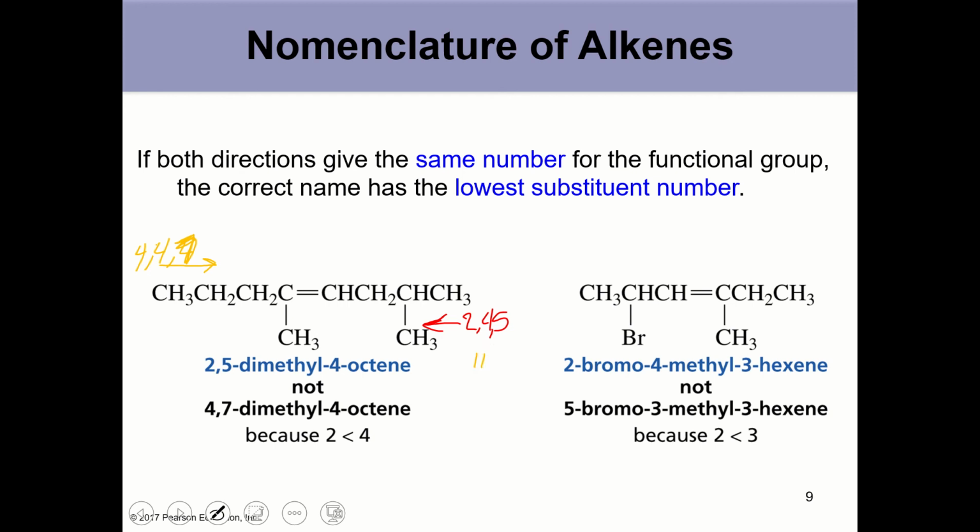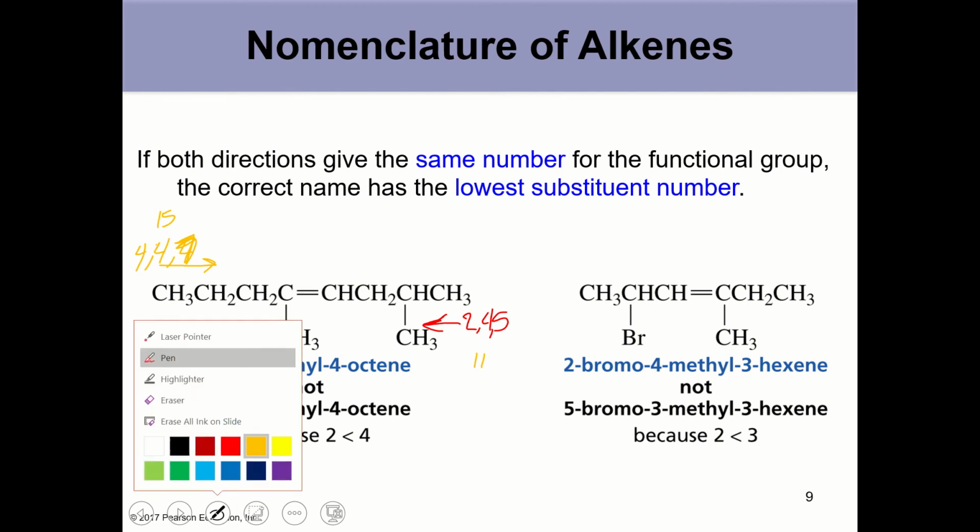The red would add up to 11, and the orange option would add up to 15. So numbering from the right towards the left is the correct numbering, giving us 2,5-dimethyl-4-octene.